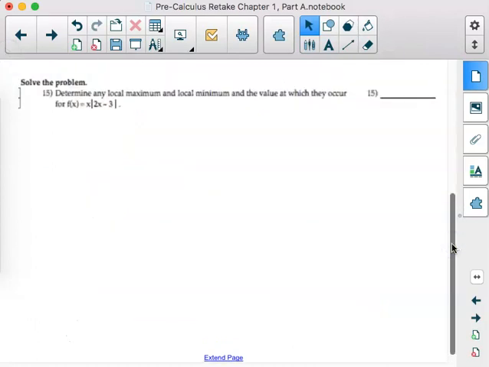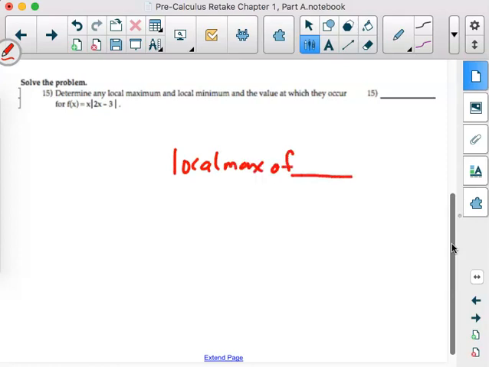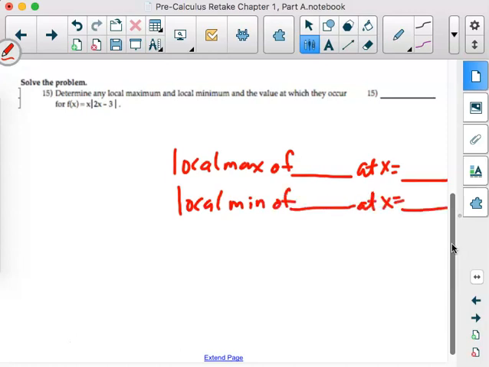15, determine any local maximum and local minimum and the value at which they occur for f of x equals x times the absolute value of the quantity 2x minus 3. So this is where you had to write a local max of whatever the y value is at x equals whatever the x value is. Talked about that in the notes, that's important because the focus is on the y value. It's where's that highest point, where's that lowest point. And then there must have been some slips of the fingers because I did see some goofy answers on this one. Local max of 1.125 at x equals 0.750.